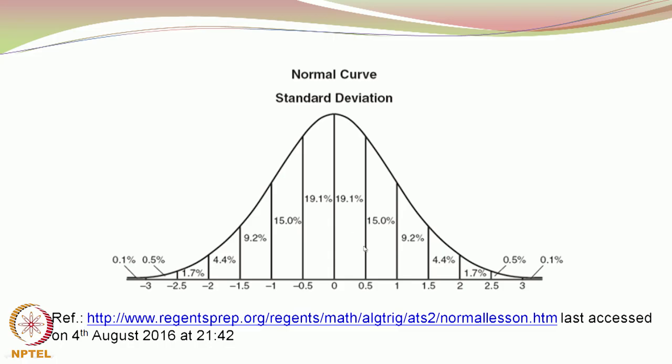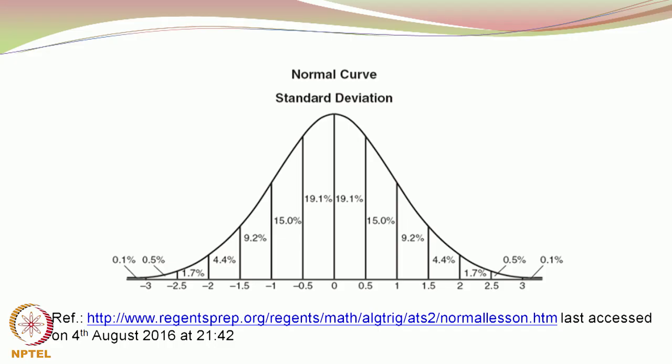So, this represents half a standard deviation below the mean, and this 0.5 represents half a standard deviation above the mean being 0. And you can see that the area under the curve corresponding to random variables lying one standard deviation on either side of the mean comes to 15 plus 19.1 is 34.1, and so again you have 34.1 here, that is 68.2%.